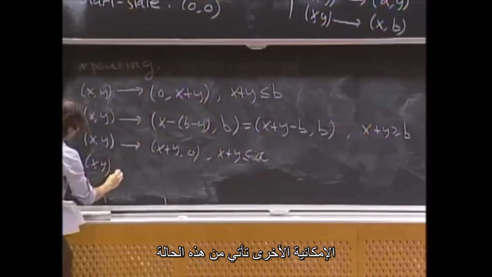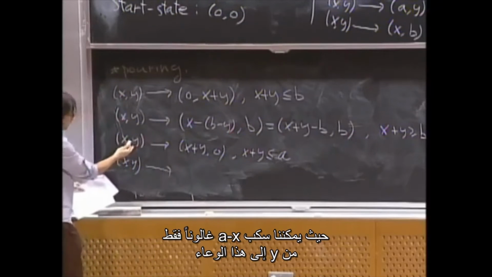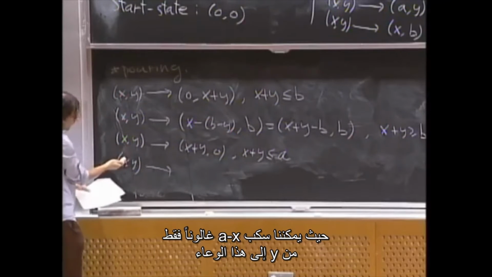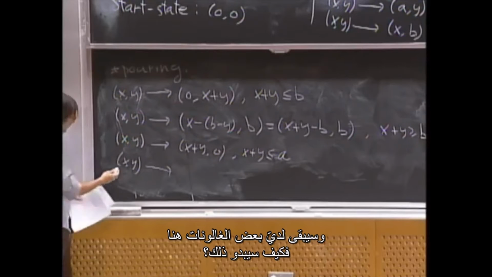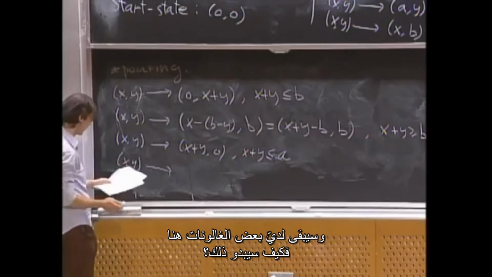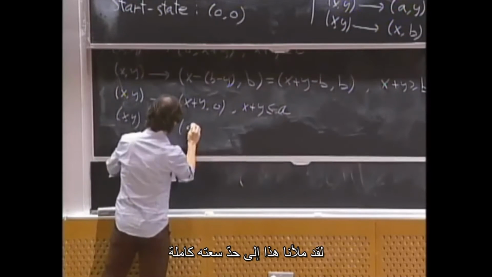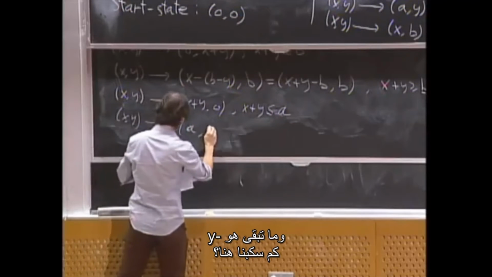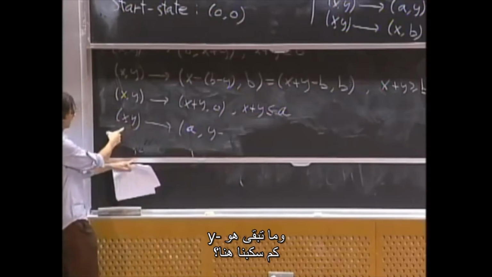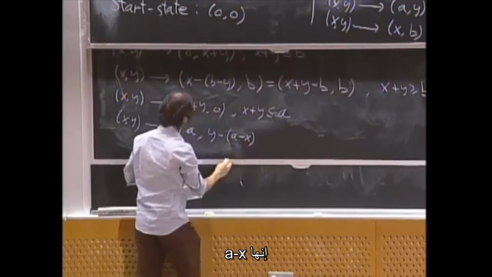The other possibility is where, exactly as in this case, we can only pour a minus x gallons over from y into this particular jug. And then this one is completely filled up, and I have a few gallons left over here. So how does that look? Well, we completely fill this up to its capacity. And what is left is y minus, how much did we have to pour in here? Well, that's a minus x.